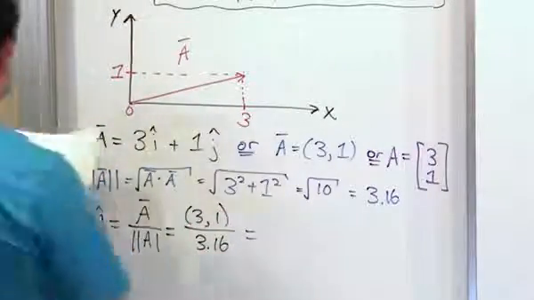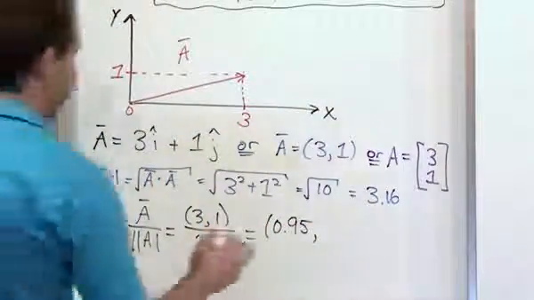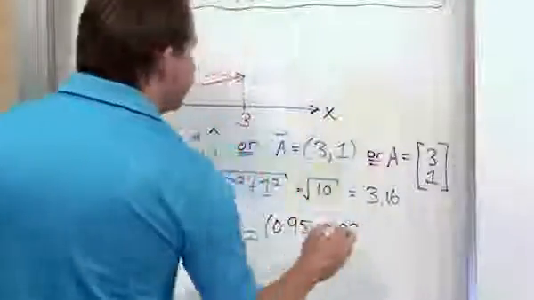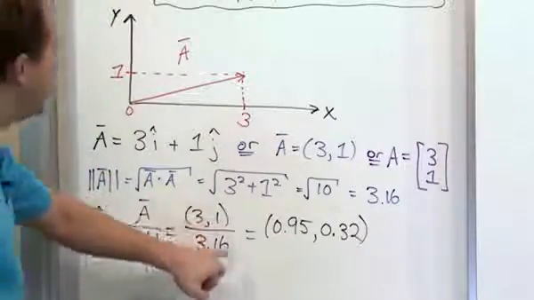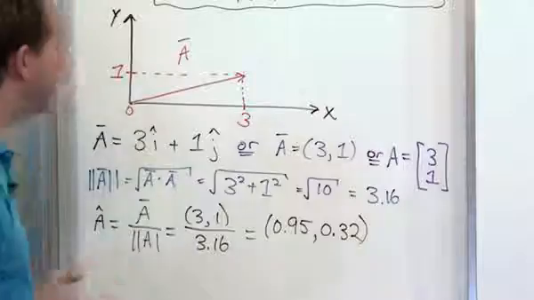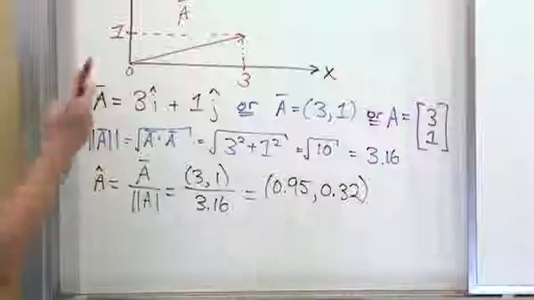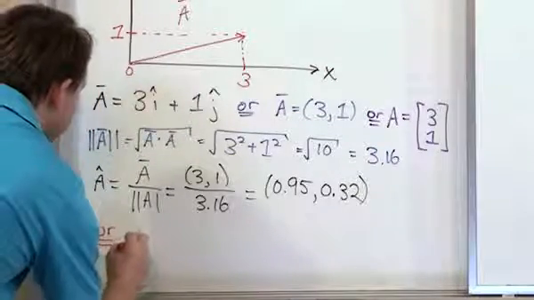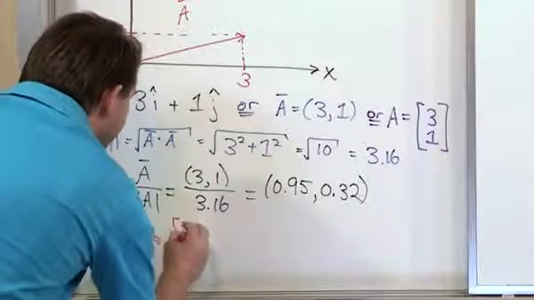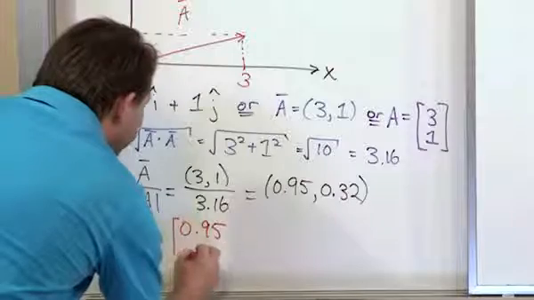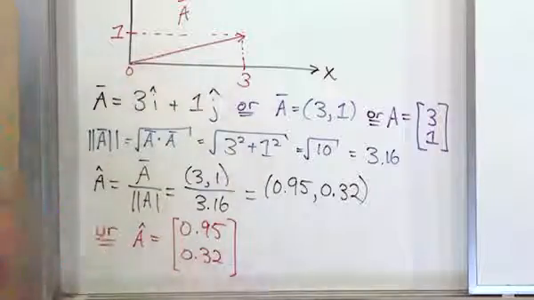So what you end up getting is 0.95 for the new x component, and 0.32 for the new y component. So 3 divided by this is going to give me 0.95. 1 divided by this is going to give me 0.32, and I separate them with a comma and put them in parentheses as before. But you also know that you can represent this as a column vector, 0.95, 0.32. That's a perfectly valid way of representing this new vector. You know that this is the new x component and that's the new y component.